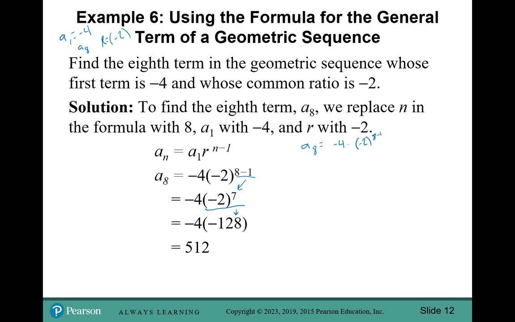And that keeps us from having to find 8 terms and do 8 multiplications here to find what that 8th term will be.